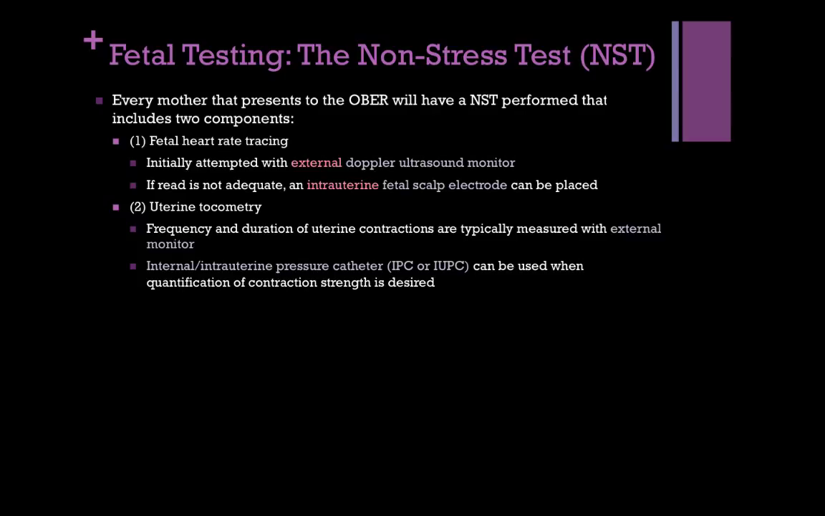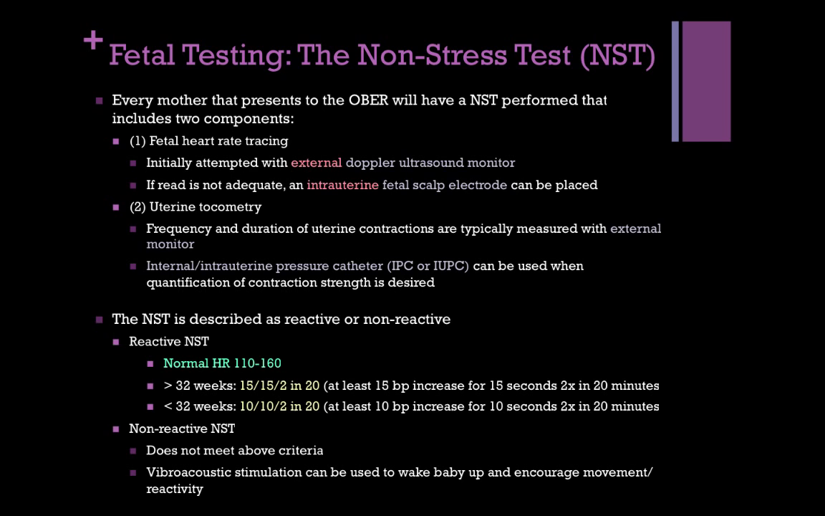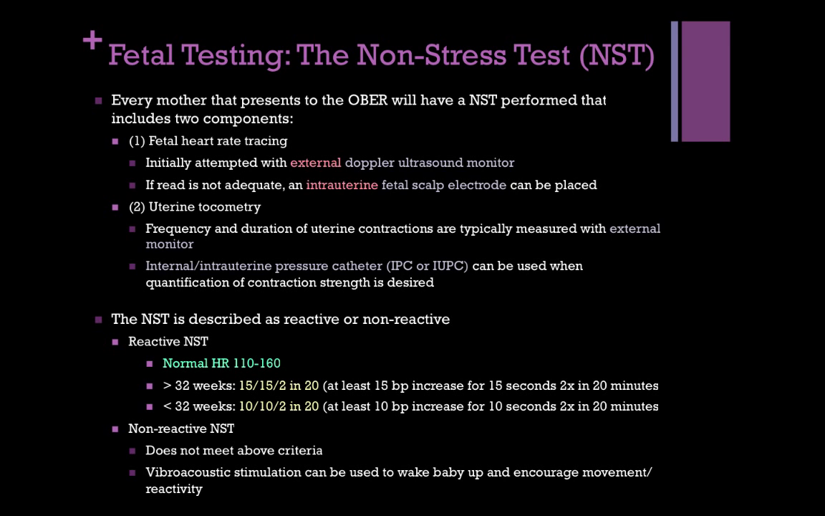As labor progresses, though, the external Doppler may become inaccurate and not pick up the fetal heart tones adequately. So we can place an intrauterine device called a fetal scalp electrode, FSE, and this can read the fetal heart tones more accurately from inside the uterus. Likewise, if uterine tocometry becomes inadequate externally, we can put in an internal or intrauterine pressure catheter, an IUPC, and this can be used to quantify contraction strength from inside the uterus as well. The NST, or non-stress test, is just our first initial assessment of how the fetus is doing.